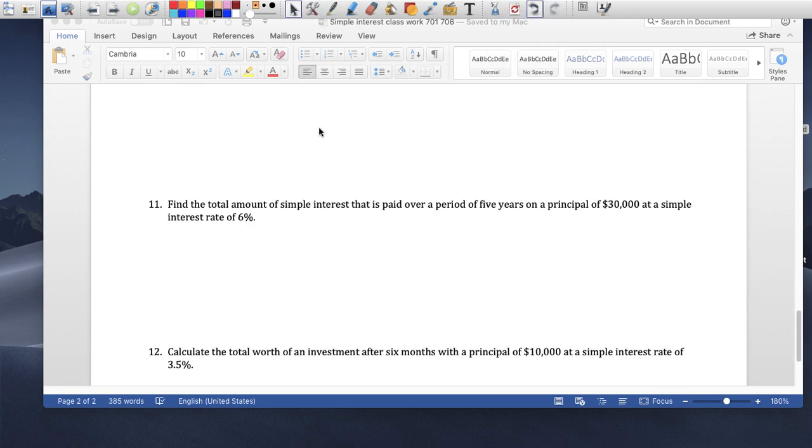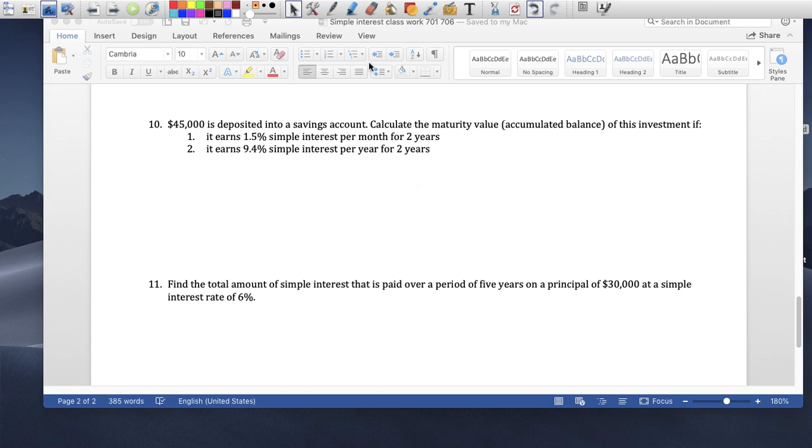Number 10, you deposit $45,000 in a savings account. Calculate the maturity value, that's how much you have in total. If you earn 1.5% simple interest per month for 2 years, or 9.4% simple interest for 2 years. So I'm going to take this one out, okay? And we're only going to do number 2.